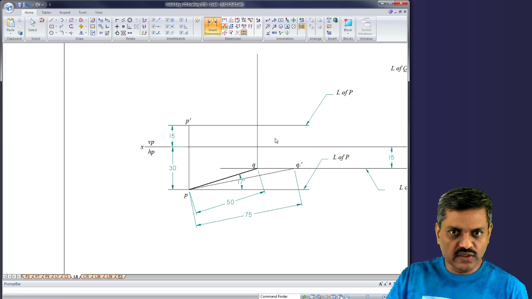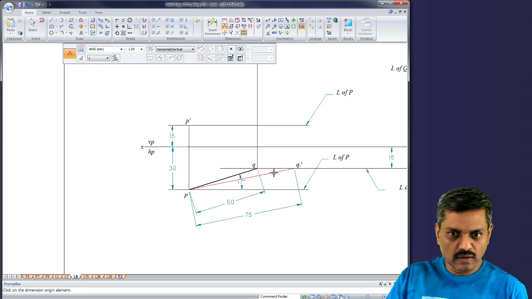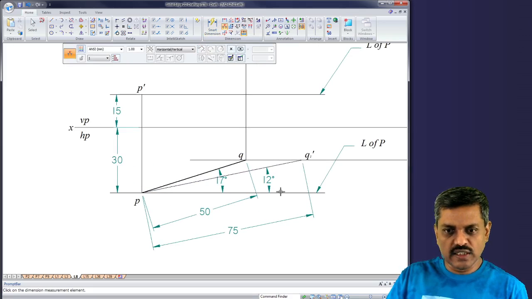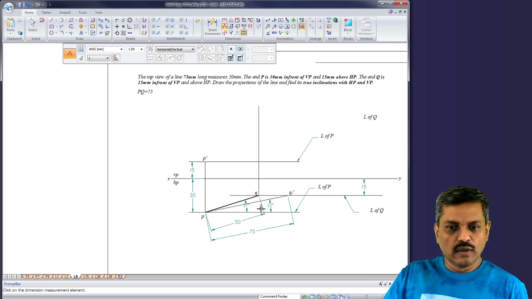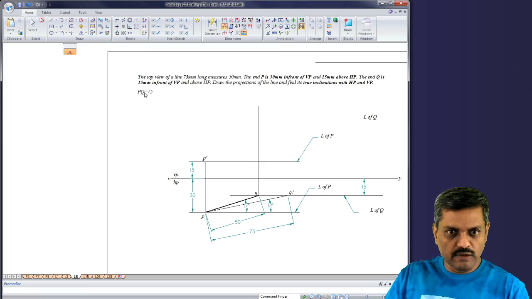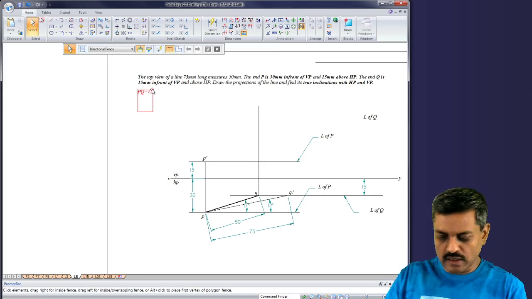Whatever the angle it makes, so will be true inclination, that is phi. True length and true inclination. This is apparent length and apparent inclination. Okay. So we have this end projector. That means q dash, corresponding q dash should lie here. But what is the concept now? There are no data available. Anyway, let me remove this data.